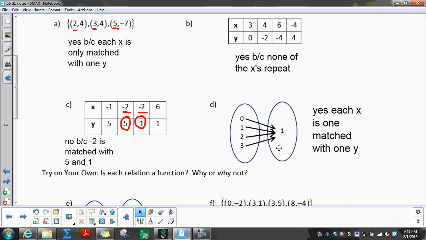A great thing about the mapping is that you can automatically tell if each of your x values only has one arrow coming out of it, it's a function. If they were going to two different places, you'd have two different arrows.